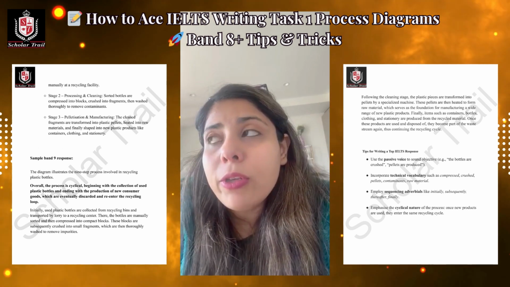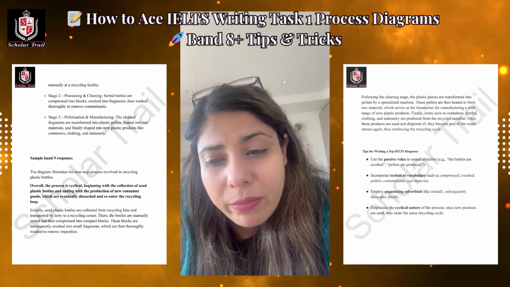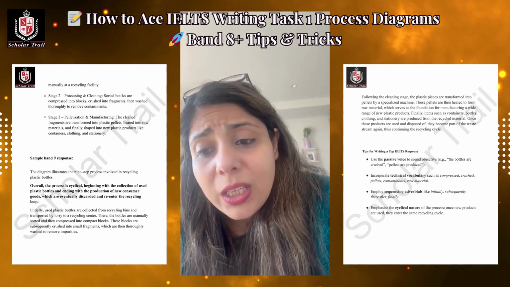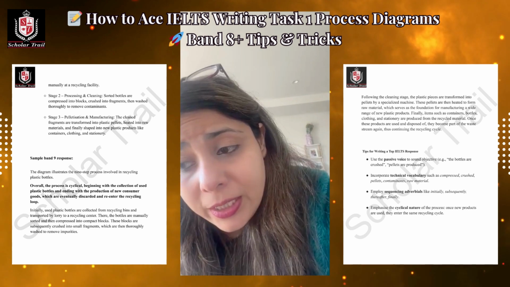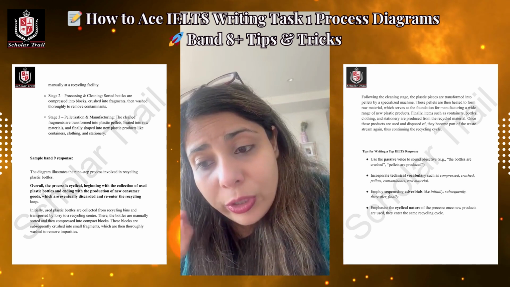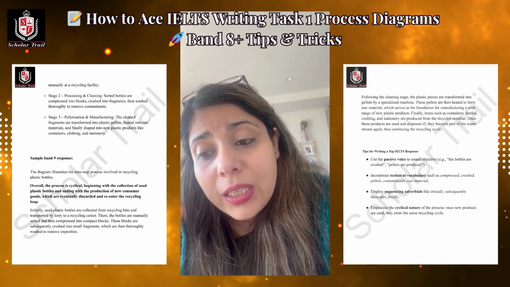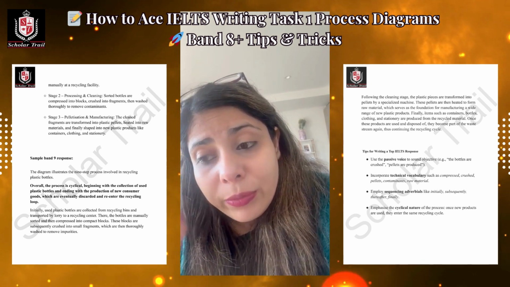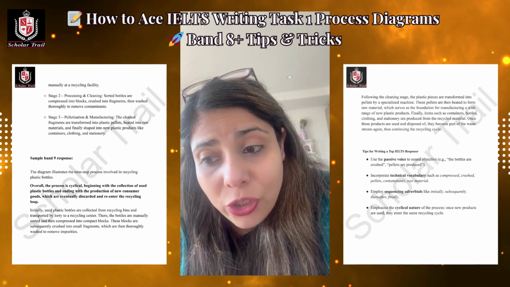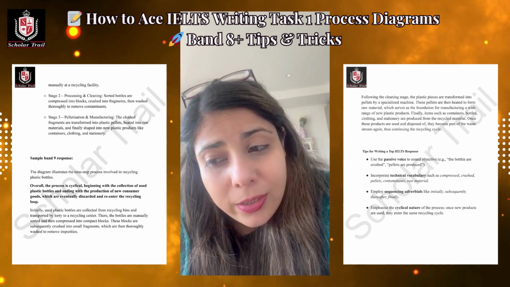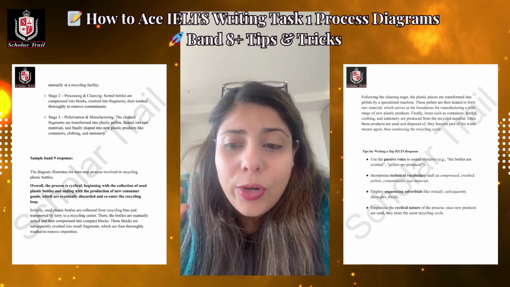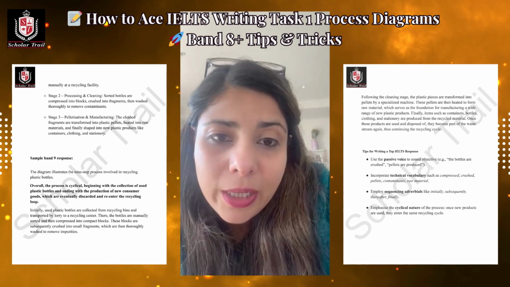Again, if you don't want to write this much, you can also combine these two sentences. So, following the cleaning stage, the plastic pieces are transformed into pellets, comma, and these are then heated to form raw material, full stop. Then you can write that from this raw material, we can manufacture a wide range of products such as containers, bottles, clothing, and stationery. That's it. So you can combine this as well. I have given a little extra explanation, but it's not required.